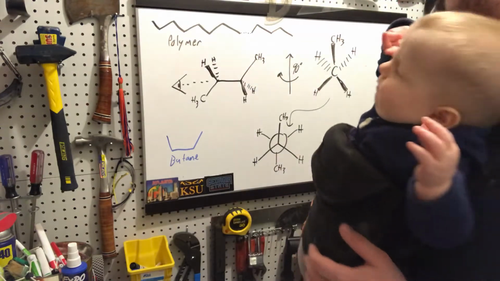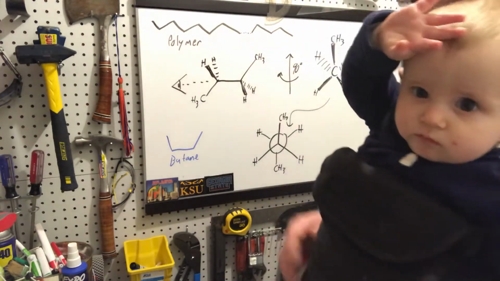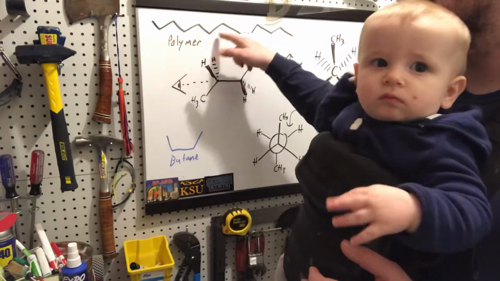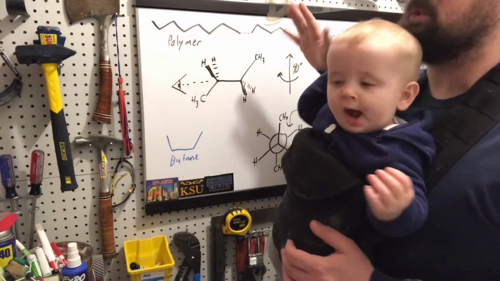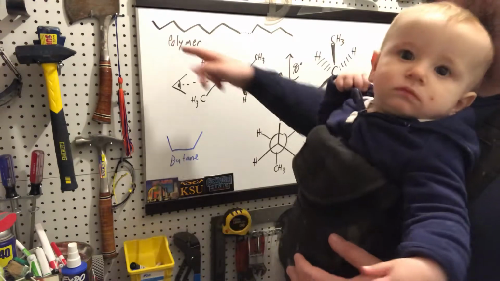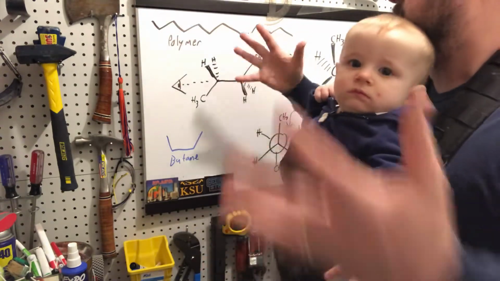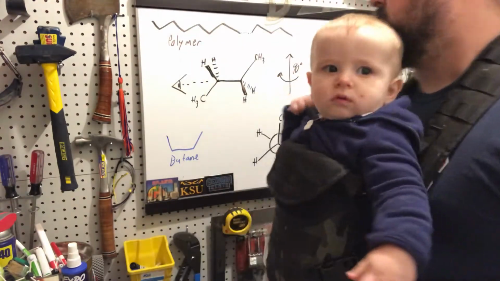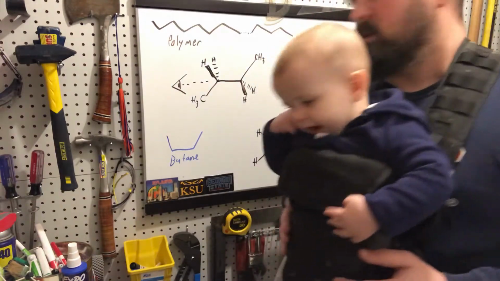But the thing is, they do not look like this, at least not in solution. I'm still learning. I think they might straighten out a little bit when they're not in solution, but overall, they do not look like a long straight line, or a zigzag in this case.